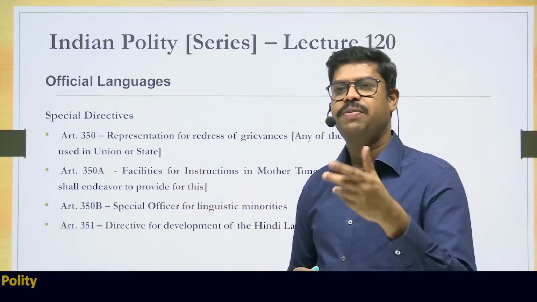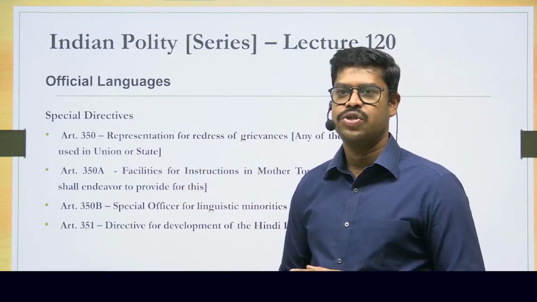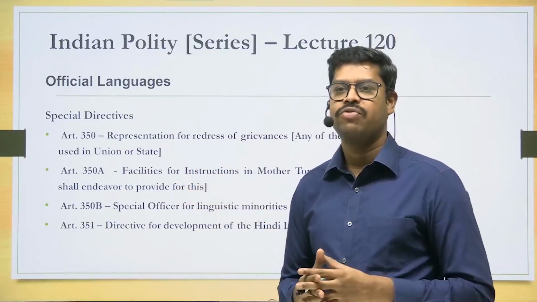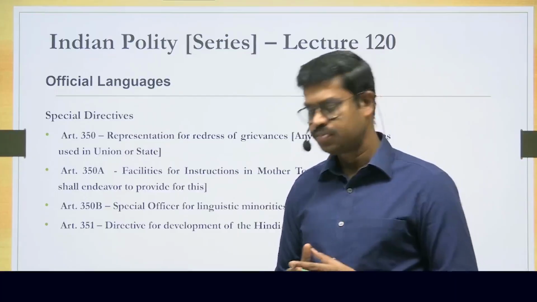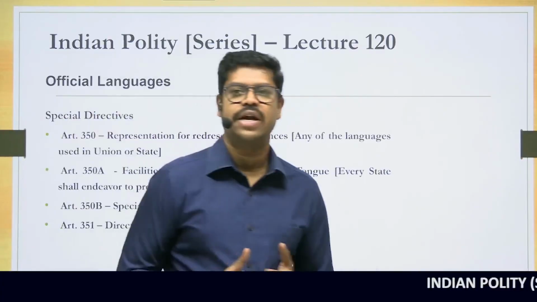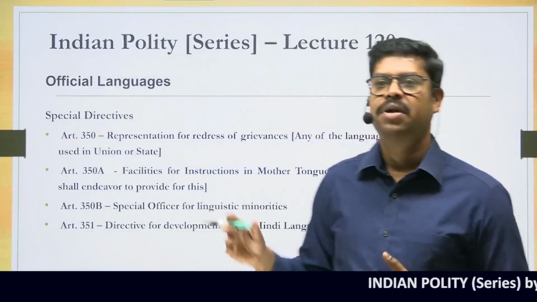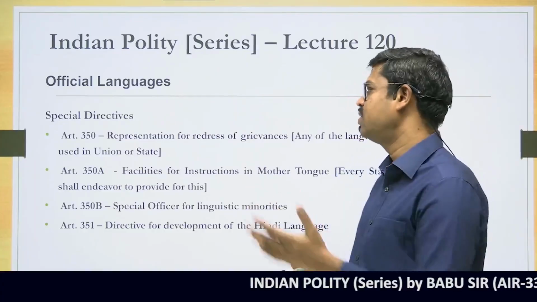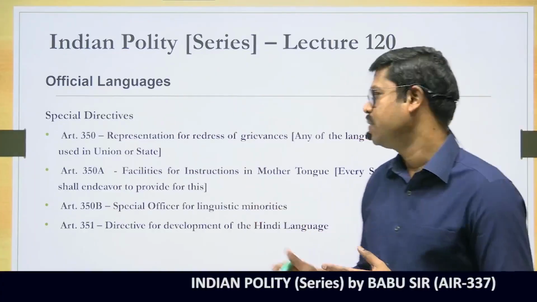There are certain special directives that are given in the Constitution. In fact, these are all directives outside Part 4 of the Constitution. It is Part 4 of the Constitution which deals with what is called the directive principles of state policy. But these directives are outside Part 4 of the Constitution. So what are the directives that are outside Part 4 of the Constitution?